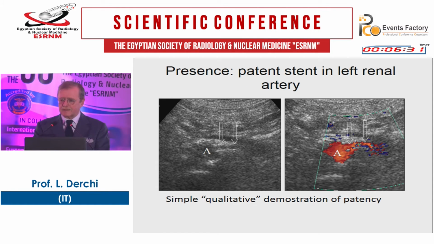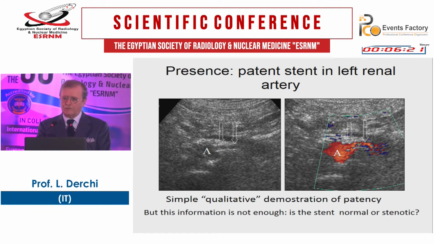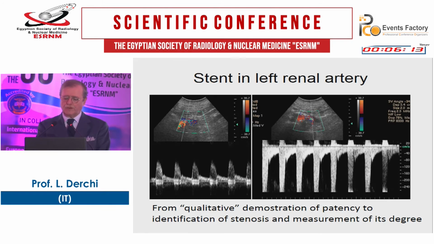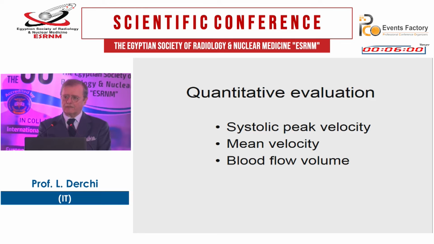And then a stent in the left renal artery, and Colour-Doppler shows easily, that is qualitative evaluation, demonstration of patency. But from this information, we can go further, and is it normal or stenotic? So we can go further, and from a qualitative demonstration of patency, we can go to identify presence of stenosis and measure its degree with quantitative evaluation: systolic peak velocity, mean velocity, and blood flow volume.